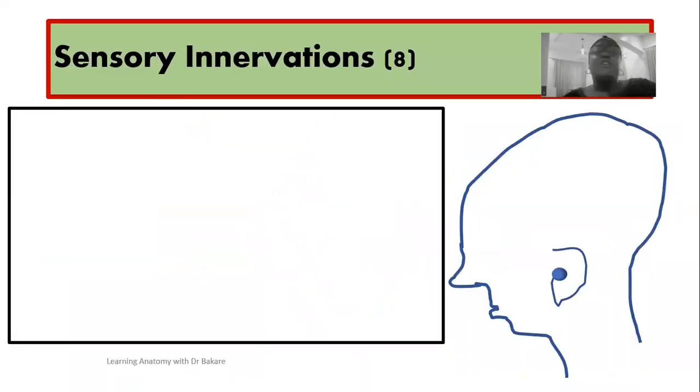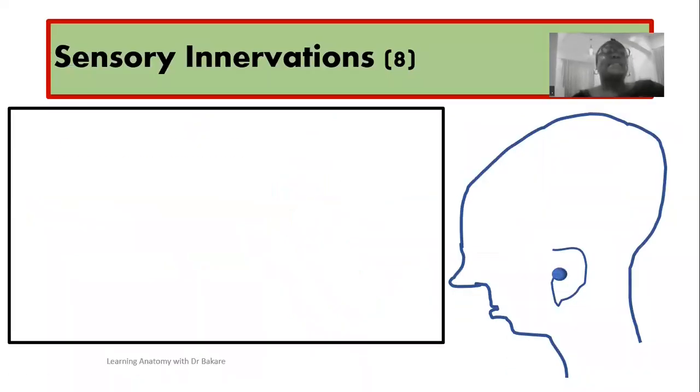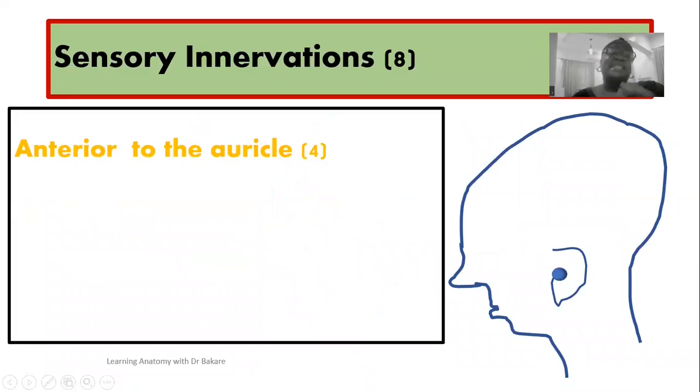So let's try and go further to dwell on each of the branches to see the specific regions of the scalp that they are seen to innervate. So going to the sensory innervation, we already said that the sensory innervations of the scalp is supplied by 8 branches. We have 4 branches in the anterior part, and we have 4 branches in the posterior part. Using the auricle as the landmark, we said that this presentation will also be seen on the other side.